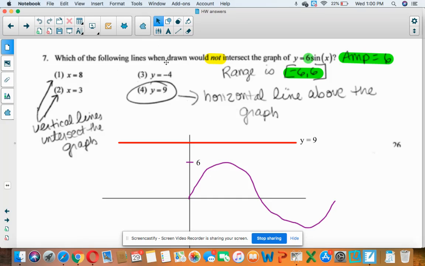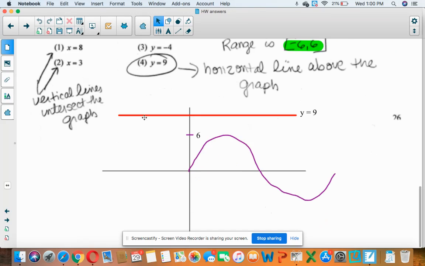I'm looking for which of these lines would not intersect this graph. X equals 8 and x equals 3 are both vertical lines, so they would intersect the graph because this graph, even though I've only drawn part of it, continues, this wave continues. Y equals -4 is down here. Remember, my range is -6, so that would intersect the graph. So that's why the answer is choice 4. Okay, and those were the answers for the homework.